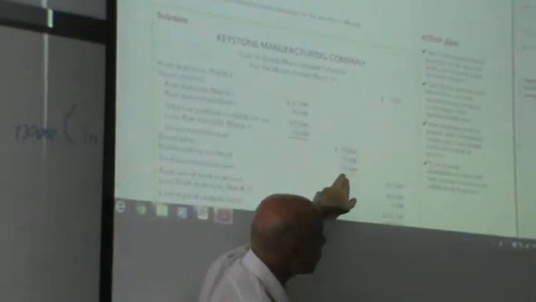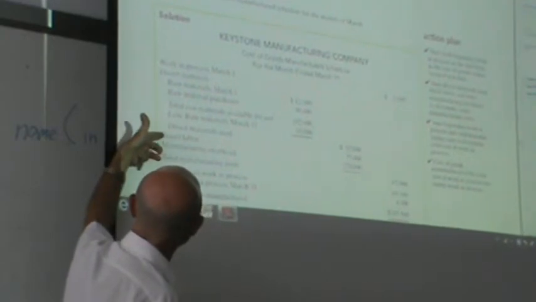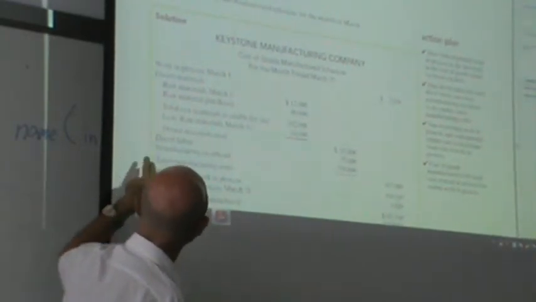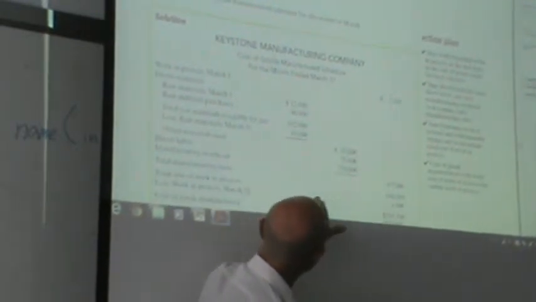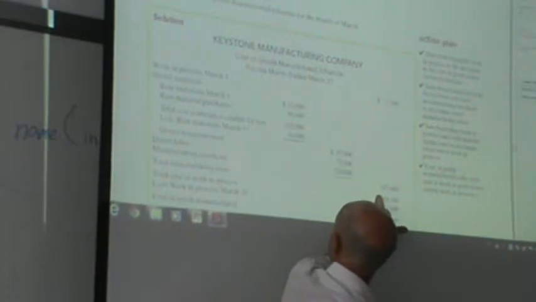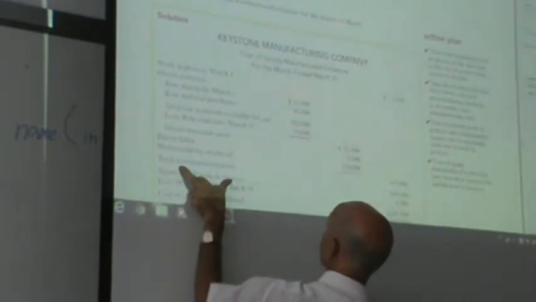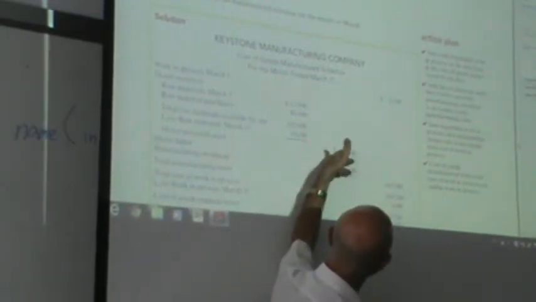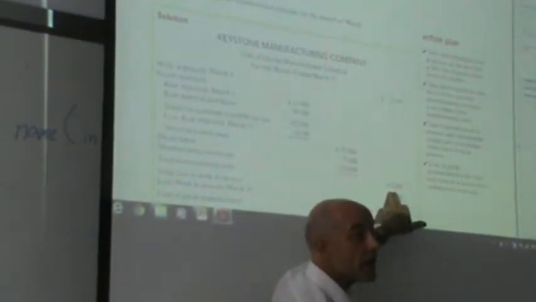So direct material, manufacturing, total manufacturing will give you the total cost of work in progress. This one over here, 387. So these are the total manufacturing costs. These three will give you 387.